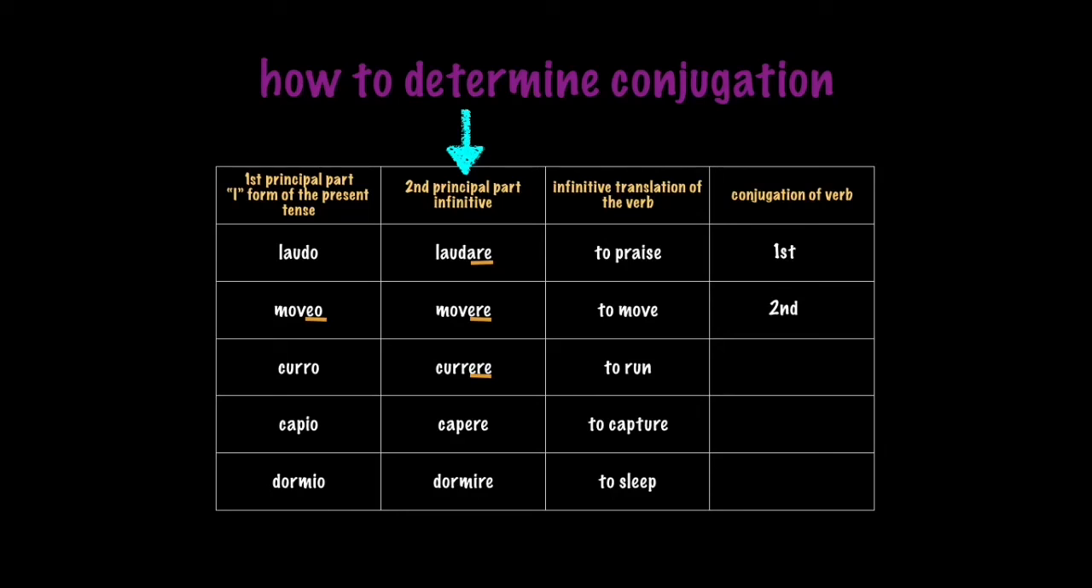If the infinitive ends with ERE and the first principal part just has the letter O, it is a verb from third conjugation. If the infinitive ends with ERE and the first principal part ends with IO, we say this is a third IO verb. And finally, if the infinitive ends with IRE, it belongs to fourth conjugation.